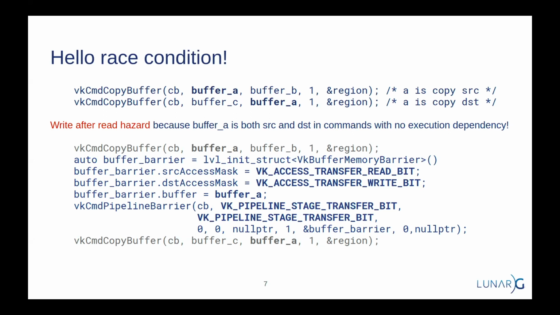The way you fix this is by adding a barrier. We have a transfer read because we want the read to happen first, and a transfer write as the destination access mask. And then both of these use the transfer pipeline stage. That barrier will solve the race condition. And this is something that synchronization validation would catch. There's a whole list of hazards that are detected by validation, which we'll go through later.